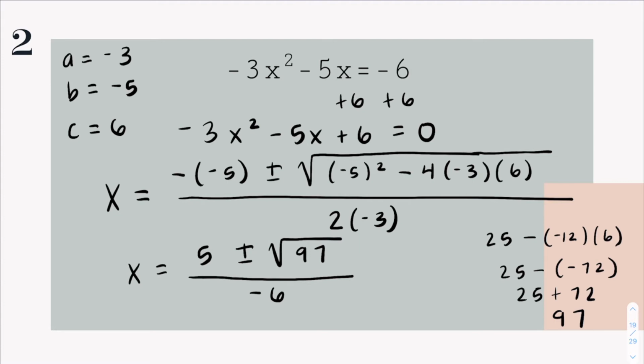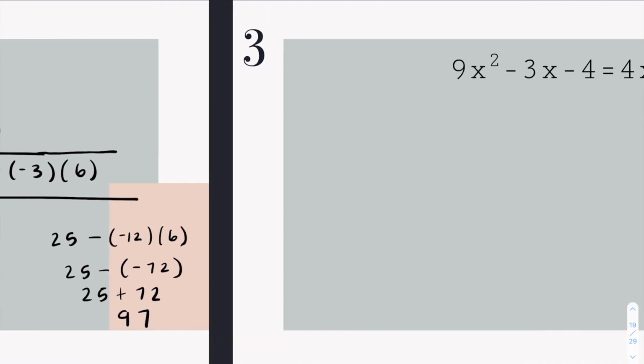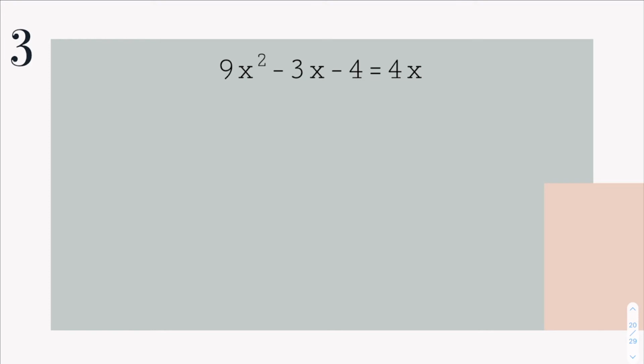So those are our 2 solutions. 5 plus the square root of 97 all over negative 6, and 5 minus the square root of 97 all over negative 6. All right, I encourage you to pause the video and try this one on your own. Remember to set it equal to 0 first.